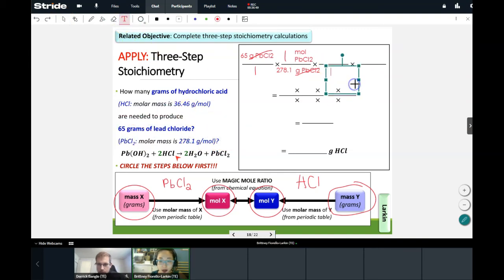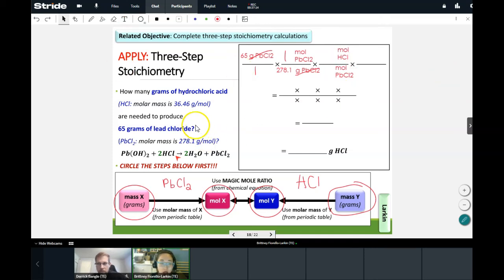I'm going to get rid of my old moles, MOL PbCl2. And now I can get to moles of my new chemical, which is what? Look at the blue side. Thank you, Landon. What is my new chemical on the blue side? Yeah, hydrochloric acid, HCl. So moles of HCl over here.